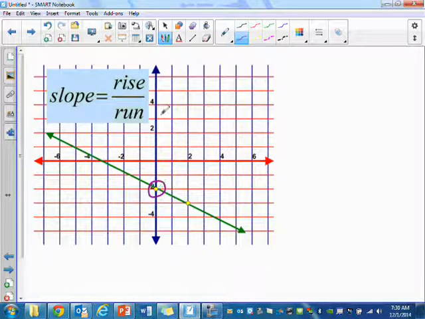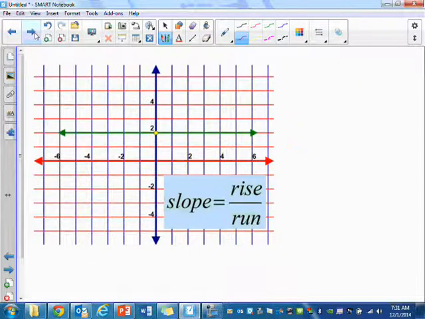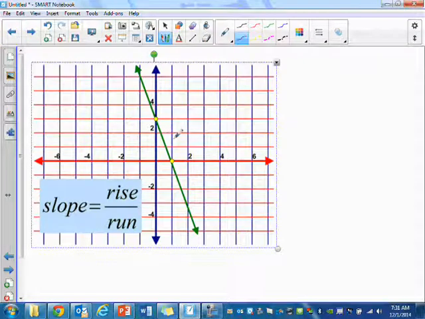So the rise is always the y, the run is always the x. So we're going to go down, sorry about the bell, and then over, 1, 2. Since we went down, this would be a negative rate of change. Here's another example of a negative rate of change.